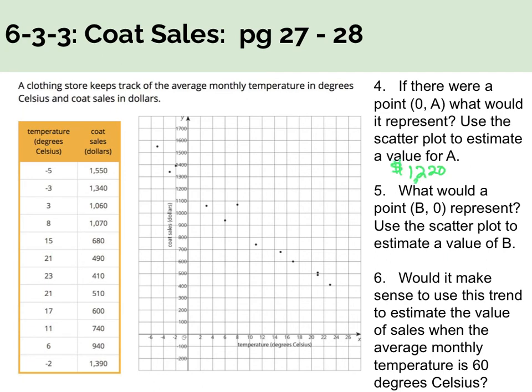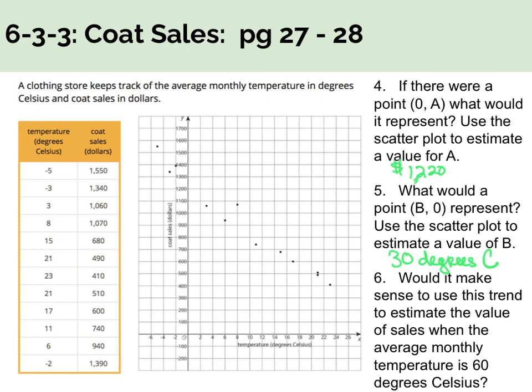Okay, we're going to do the same thing with B. What would point (B, 0) represent? Remember that if we have it as $0, what would the B represent? So the dollars are going to be 0. That's if we're down here. If we're following the trend, keep on going, keep on going. It's probably going to be about, I don't know, 30 degrees Celsius, as far as the degree. And that's if we're following the data down the graph.